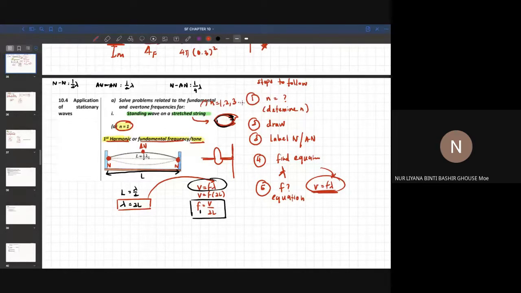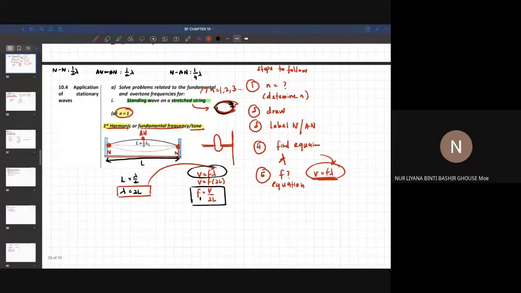Okay, and then untuk n yang pertama, kita akan pakai lengkuk ataupun mata. So kalau n yang pertama, dia ada berapa lengkuk ataupun berapa mata? Dia akan ada satu. So satu lengkuk ataupun satu mata. Okay, so that one is untuk the first one lah, untuk string.